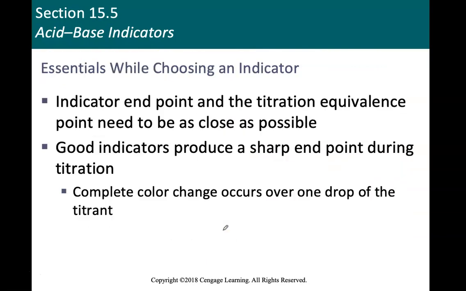So the question is, how do we choose an indicator? These are some general criteria or characteristics of an indicator. The indicator endpoint and the titration equivalence point need to be as close as possible. So if you have a pKa of 8, then the pH at equivalence must also be close to 8. A good indicator produces a sharp endpoint during titration, so you need one that will show a very clear change in color at the endpoint.